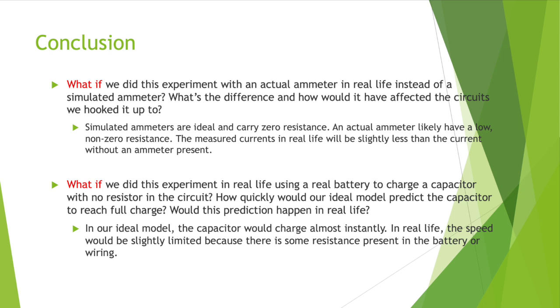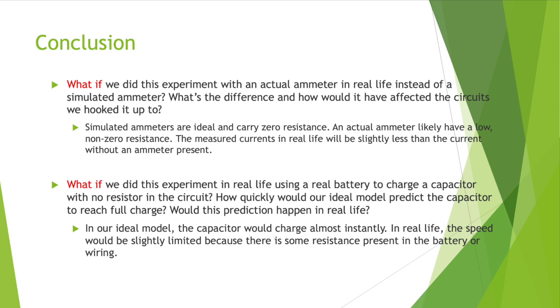What if we did this with an actual ammeter in real life? What's the difference, and how would it have affected the circuits? The ammeters in our simulation are ideal and carry 0 resistance. However, an actual ammeter would have a low but non-zero resistance. The measured currents in real life would be slightly less than the current would be without the ammeter present.